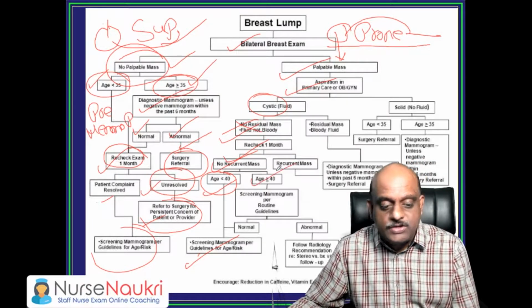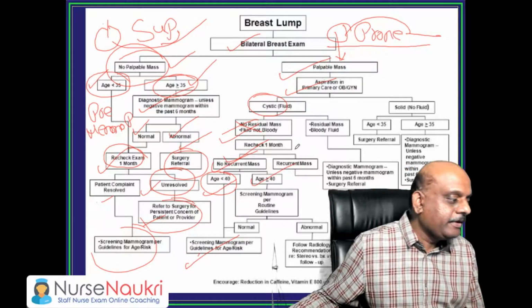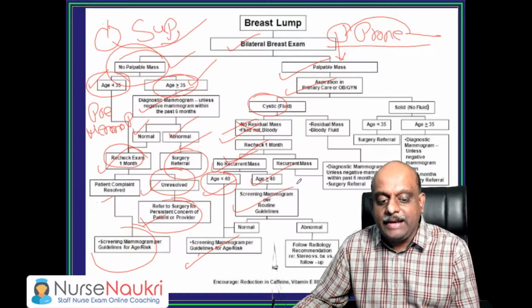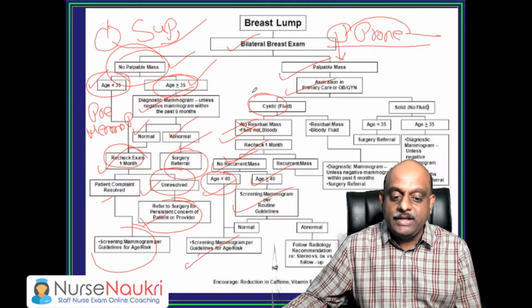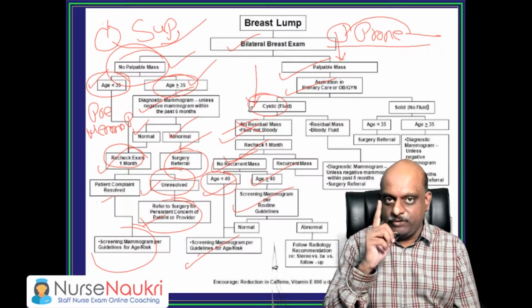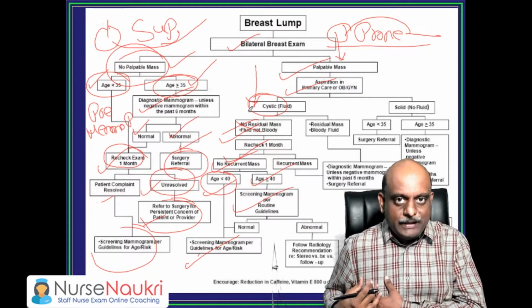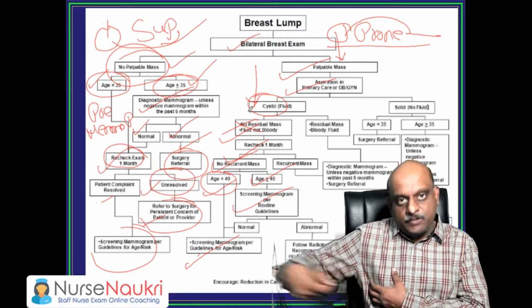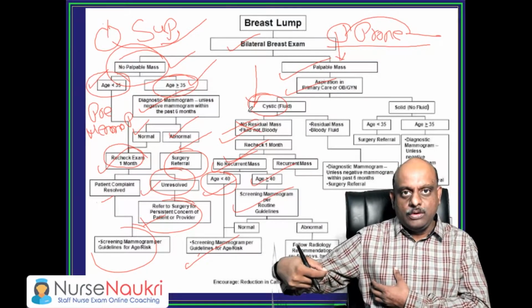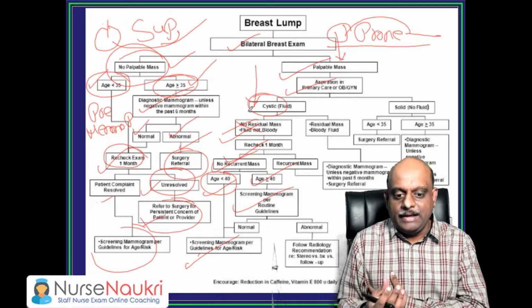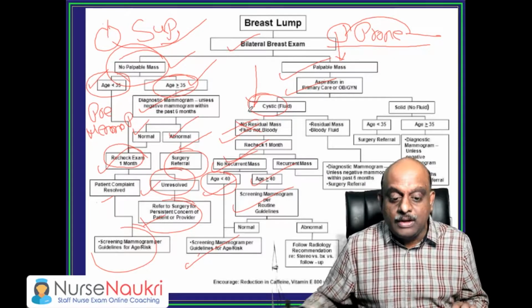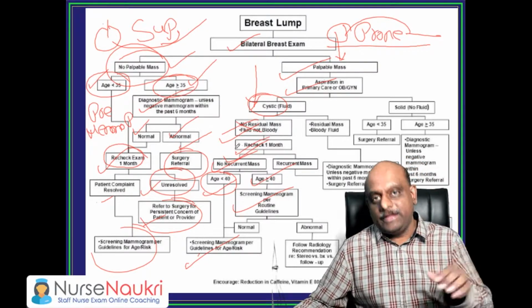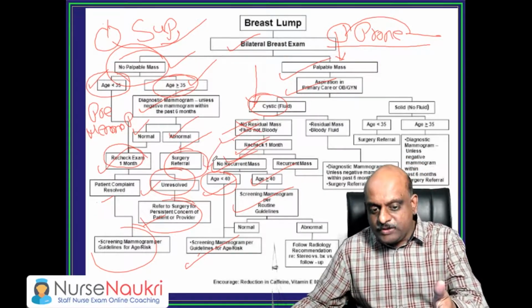Now, if the age is more than 40, then you need to ask her to go for the screening mammogram. So that is the plan if it is a cystic fluid. If the lump is palpable, you aspirated, and if fluid came out from the cyst, and if the mass is gone, then you need to go for rechecking. So don't forget this plan.